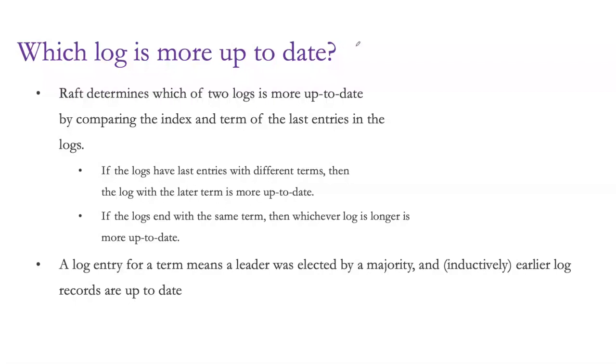Which log is more up to date? If the logs have last entries with different terms, the one with the later term is the updated one. If I am the follower and the next entry from that request is different in that way, then we treat that as the updated one. If not, the follower simply rejects. If the logs end with the same term, then whichever log is longer is more up to date. So that is what we have observed here.